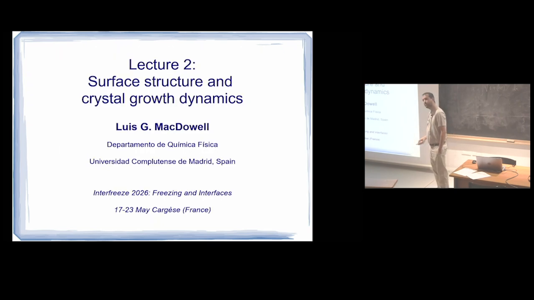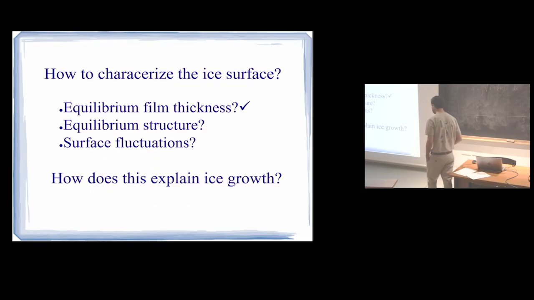And we can now go to lecture 2, which is about the surface structure of the crystal and how this affects the growth dynamics. So we solved this problem. At least we are consistent with having a pre-melting film. And our role now is to study in more depth the equilibrium structure, to describe the surface fluctuations.